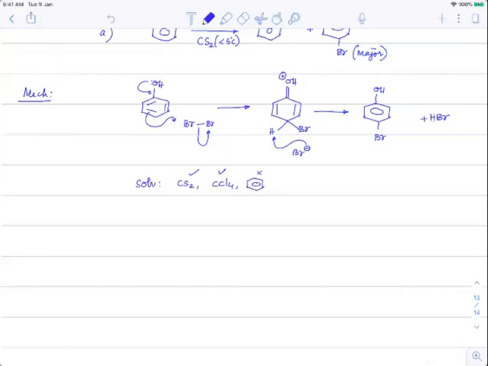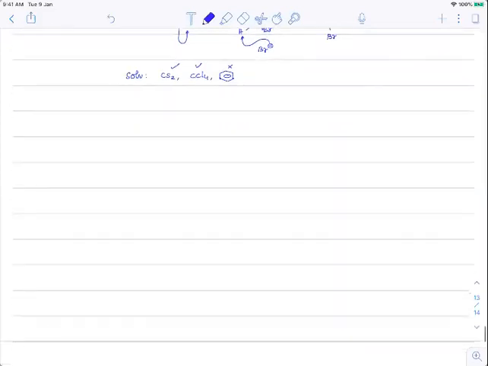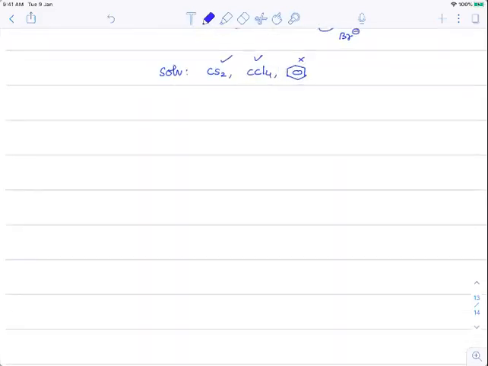Is that clear, beta? Right. So that is the bromination in non-polar. Okay. Now see the bromination in polar form.